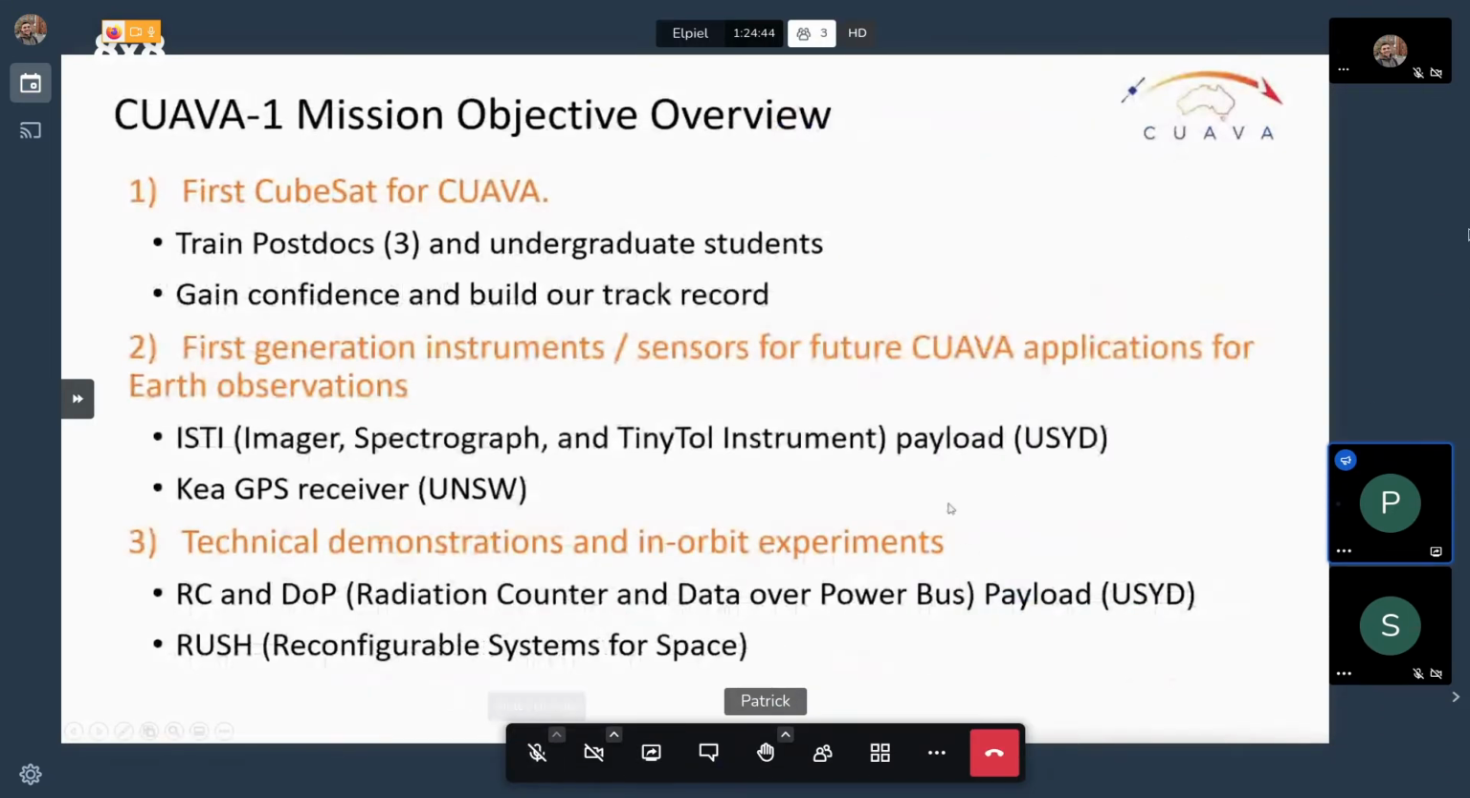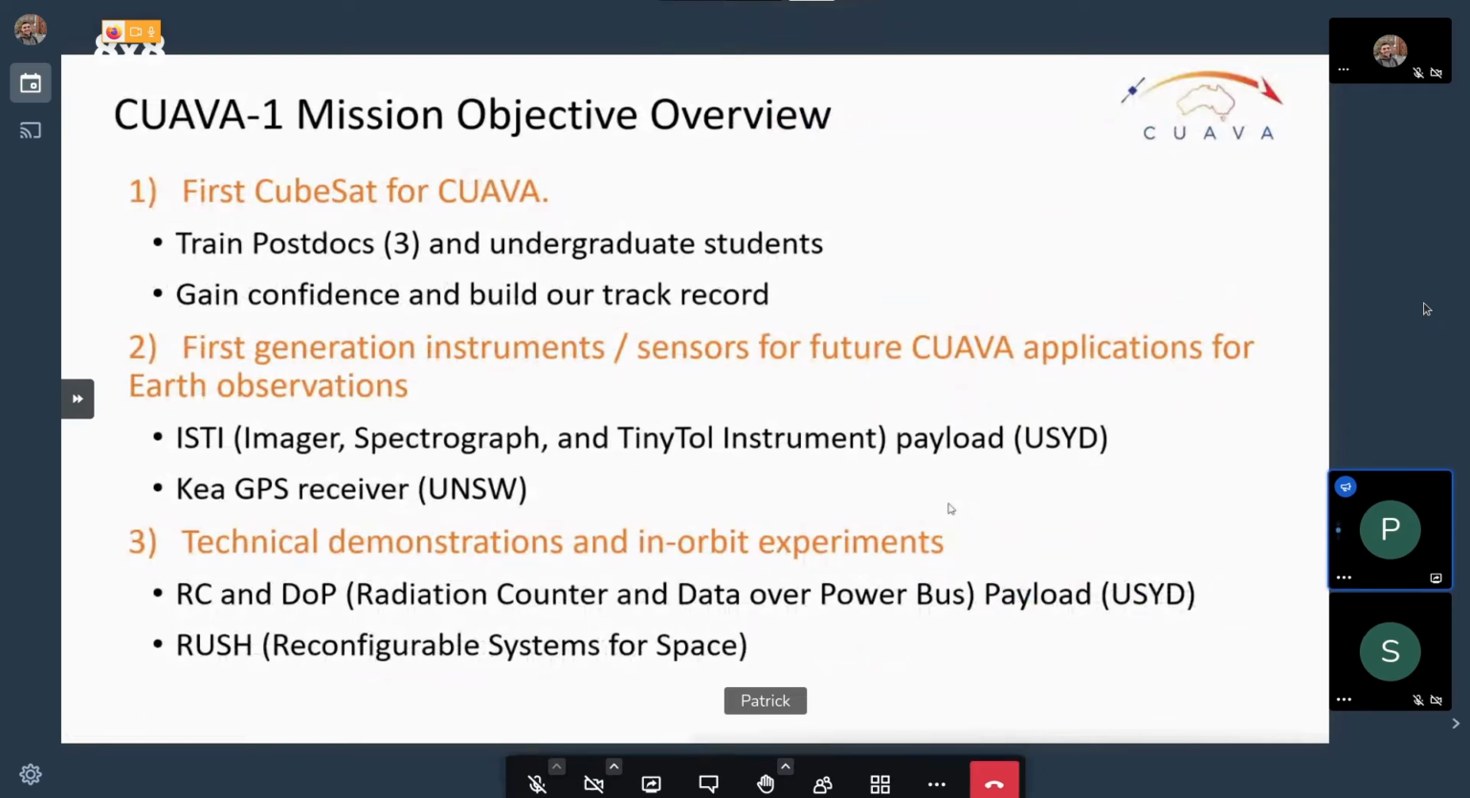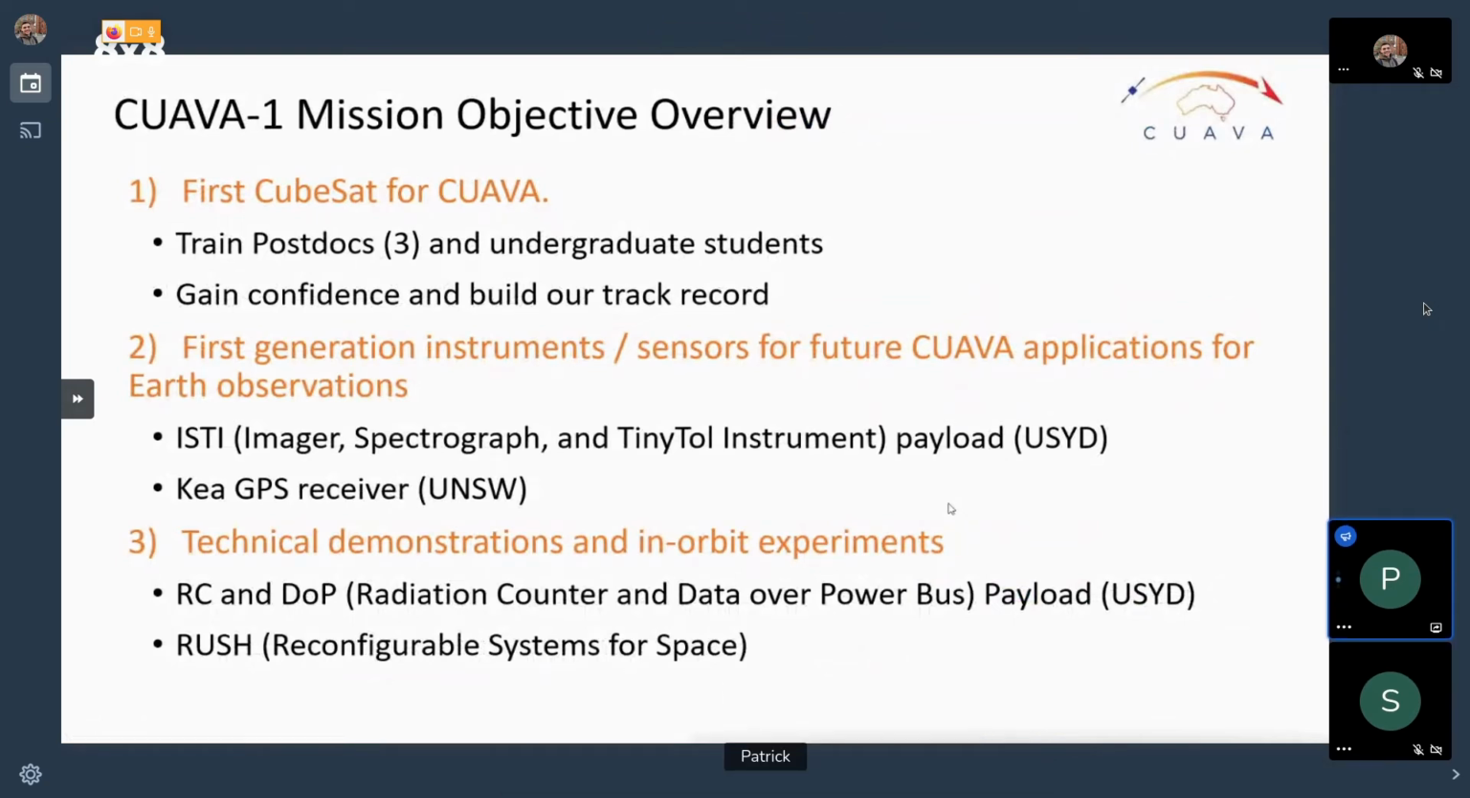So first about the CubeSat and the mission a bit. It's our first CubeSat, obviously CUAVA-1, and we're flying the first generation of instrument sensors that are built explicitly for our satellite from our partners at the University of Sydney, at the University of New South Wales, and Macquarie University as well. So getting a lot of universities in Sydney basically together.